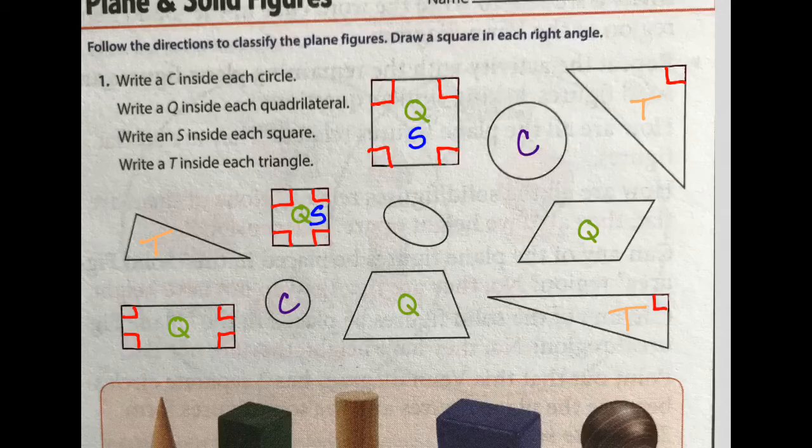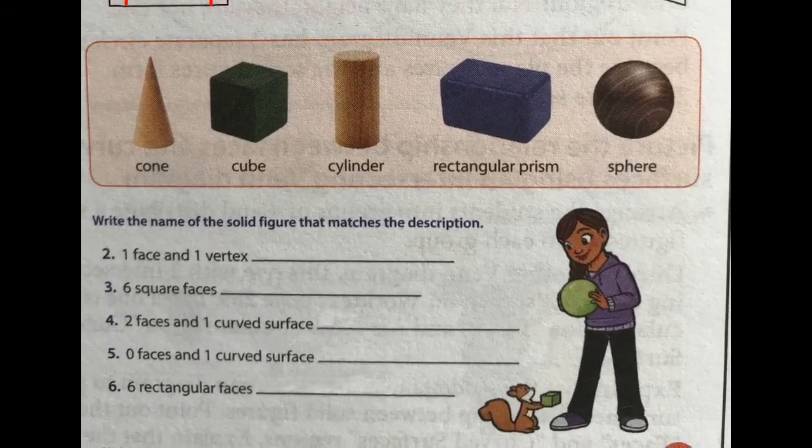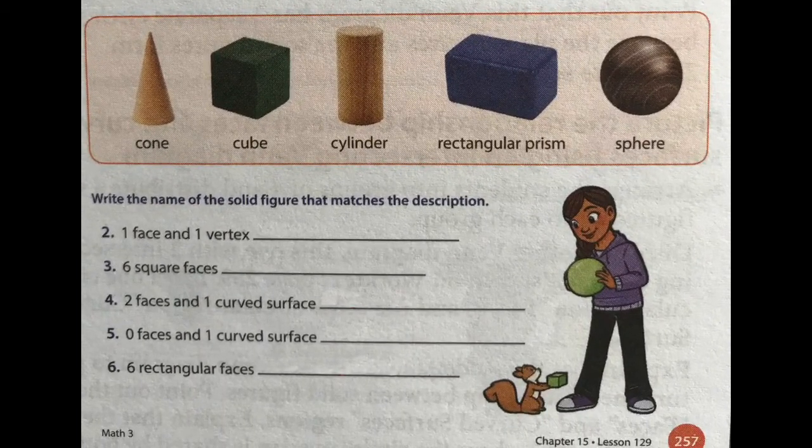So now that we have practiced with the flat plane figures, let's work on some solid figures. This time, we're going to write the name of the solid figure that matches the description. So let's look at number two. It says one face and one vertex. Remember, the face is the flat side.